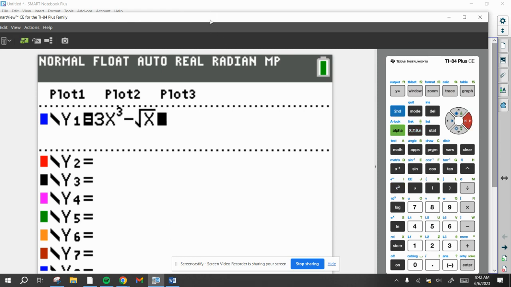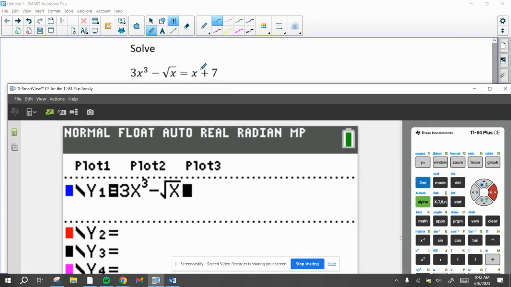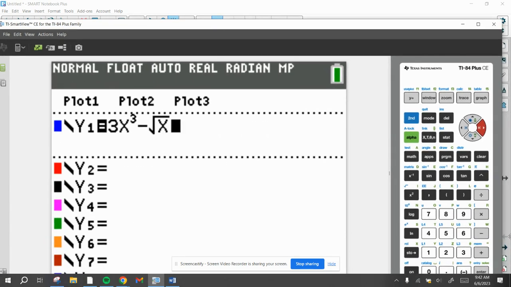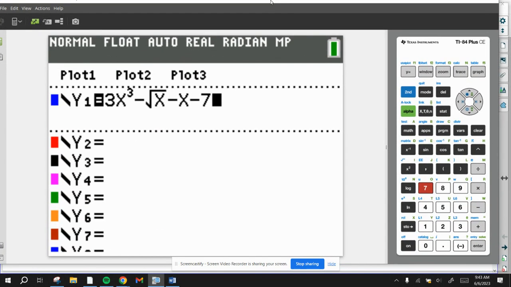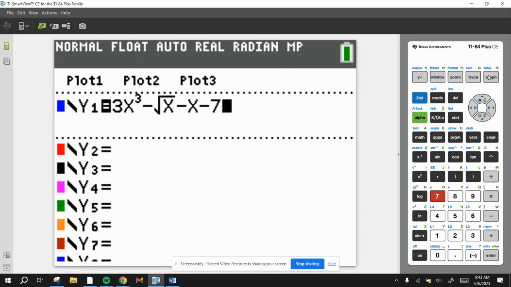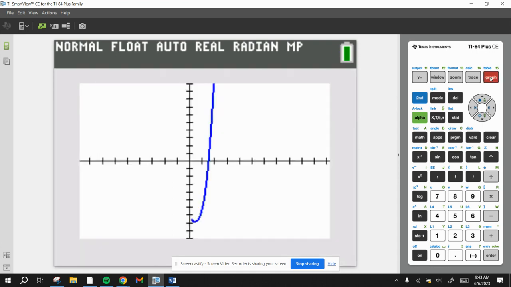And now there's the equal sign. So I need to bring everything over. So I'm going to bring this x over and make it minus x, and bring the 7 over and make it minus 7. So minus x, minus 7. So now my calculator is all ready to find the 0 of that, which is the solution to that equation. So hit graph, and the 0 is where it goes through the x-axis. That would be where y equals 0. And that's really what we're looking for.